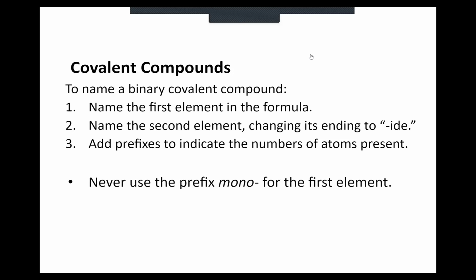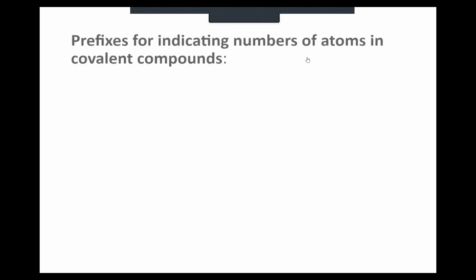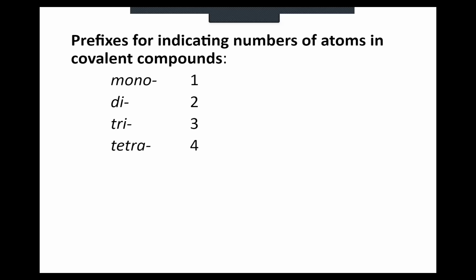There's one little rule. I'm going to show you a list of prefixes shortly. Do not use the prefix mono for the first element in the compound's formula. We'll see some examples of this in a second. First, here are your prefixes. Most of these are fairly straightforward. Mono means one. Di means two. Tri, like the sides of a triangle. There's three of those.